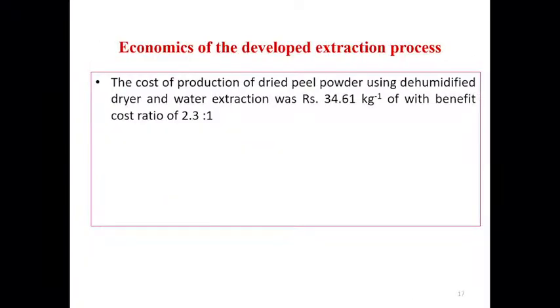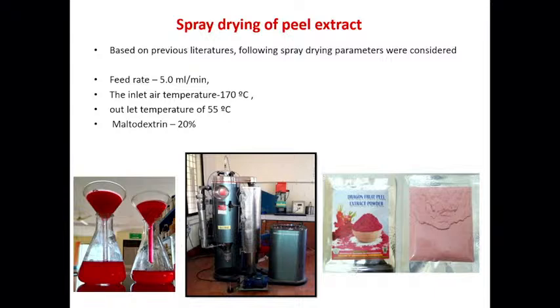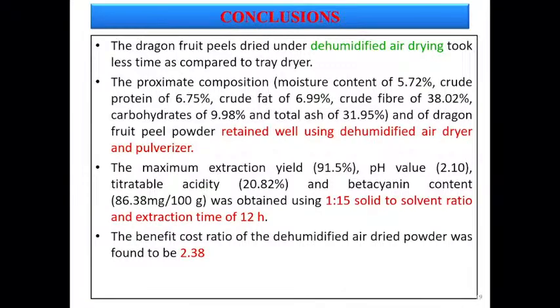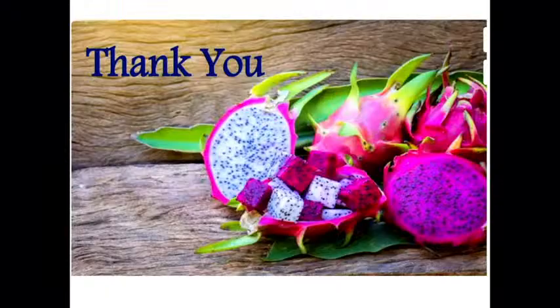The economics we worked out is almost 34 rupees per kg with a benefit cost ratio of 2.3:1. Further, it was taken to a spray drying process with a feed rate of 50 ml and an optimized inlet temperature and maltodextrin percentage. The conclusion is that the maximum yield is at 1:15 solid to solvent ratio and extraction time of 12 hours, with a benefit cost ratio of 2.3. Thank you. Any question?